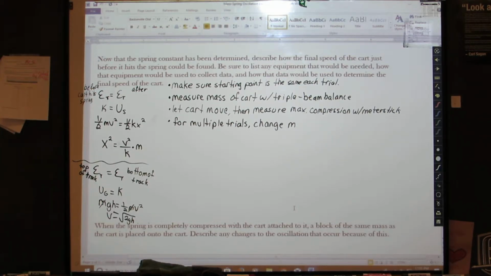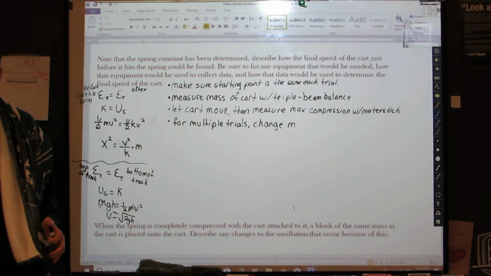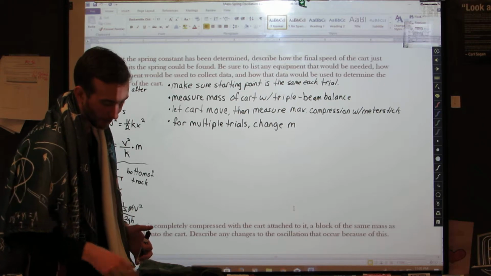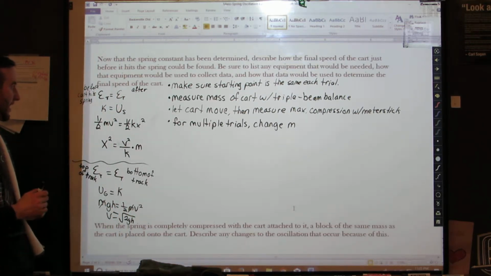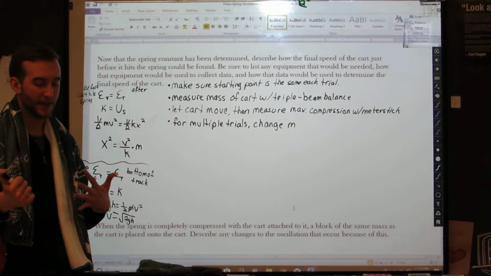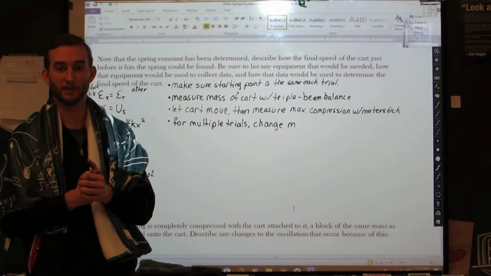All right, let's finish this up. So we got done essentially with the procedural part of the second to last question. We are coming up with a way that we could determine the final speed. We know, or at least we're assuming, that the energy is conserved in this.